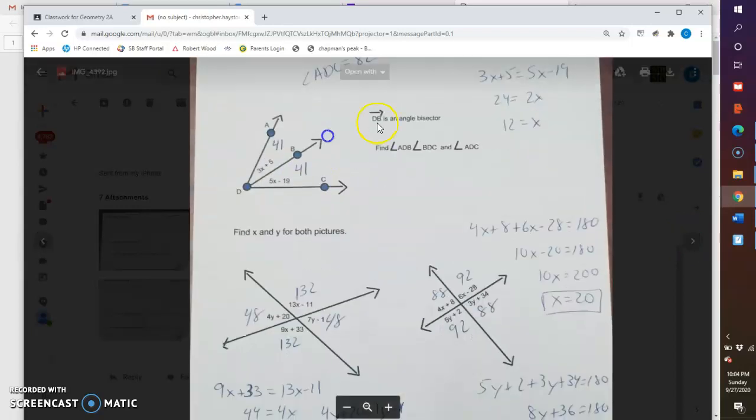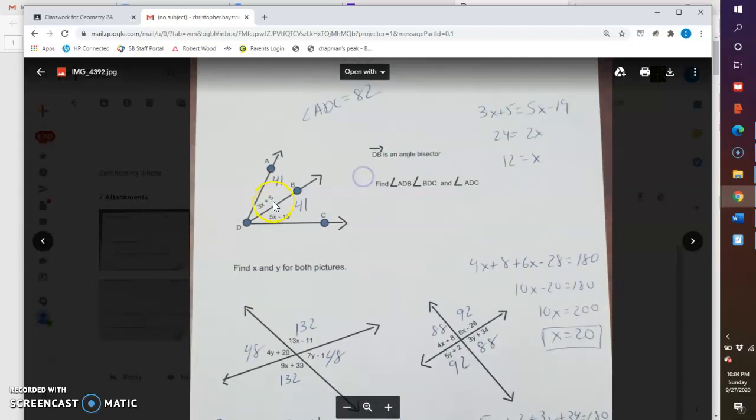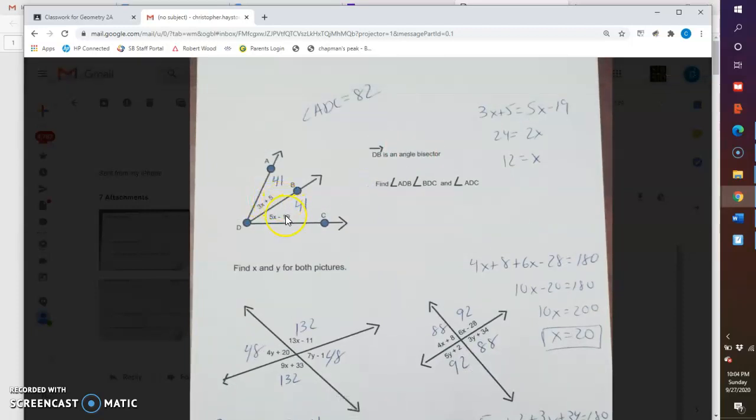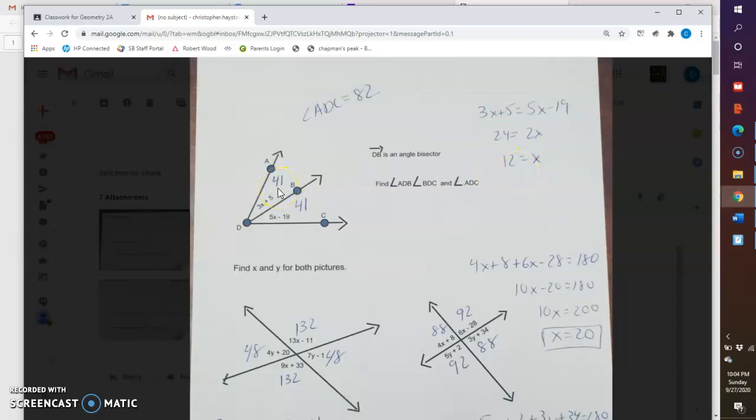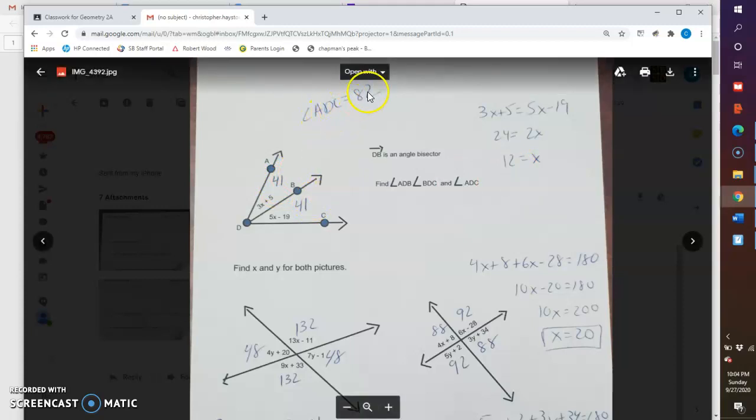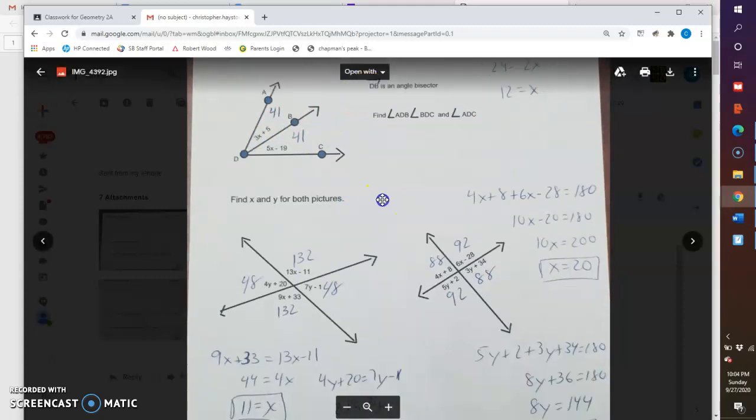And when you're told you have an angle bisector, just like a midpoint, now I can set the angles equal. In this case, I do 3x plus 5 equals 5x minus 19. Algebraically, I get 2x equals 24, and my x is 12. When you plug that in, you're going to get 41 for both smaller angles, and the whole angle ADC is going to be 82.